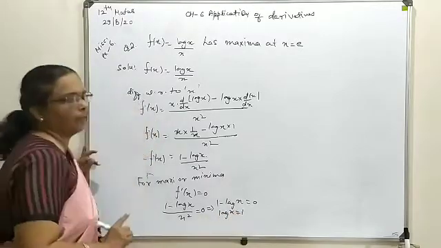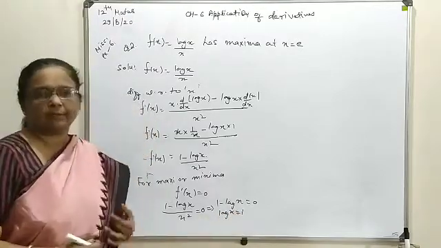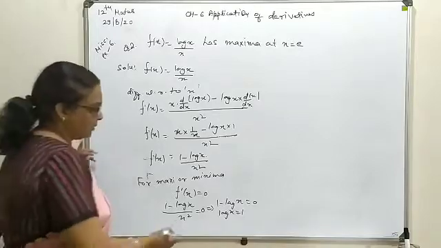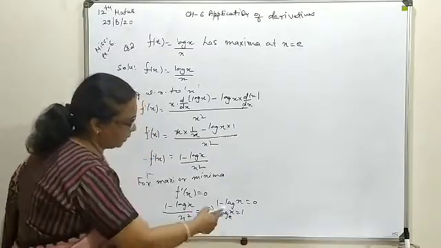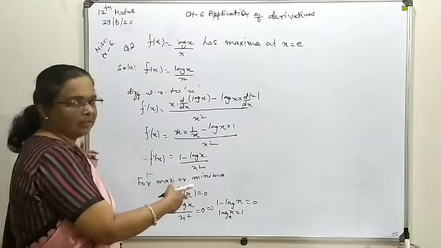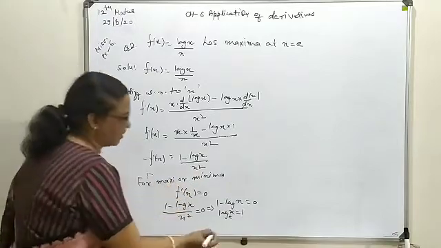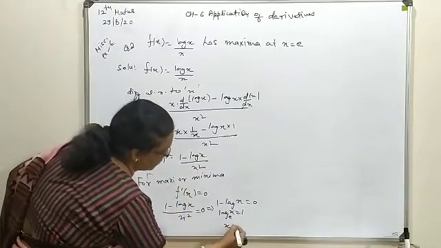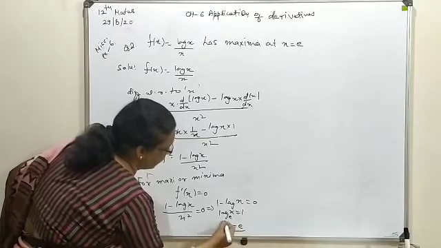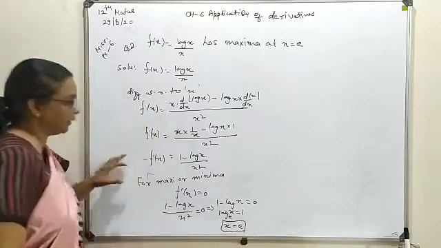Here nothing is written, which means this log is carrying base e. So this e you can consider over here. It is written in log form, and it can be expressed in exponent form. So it will be x is equal to e. For evaluation at this value, you will talk about the second derivative.